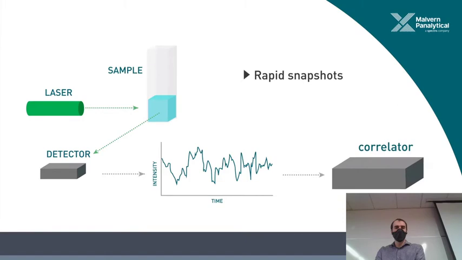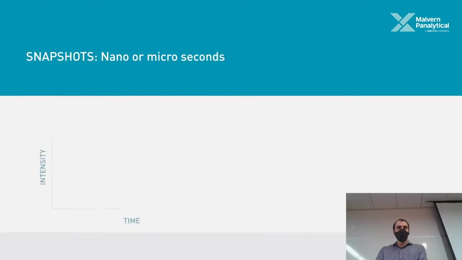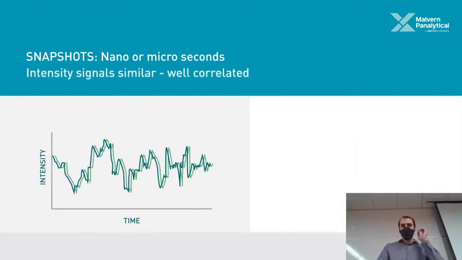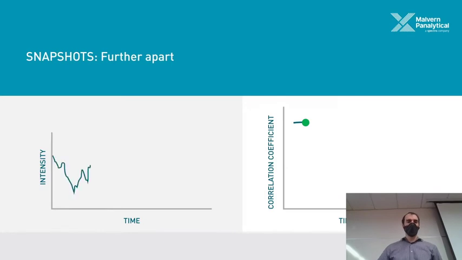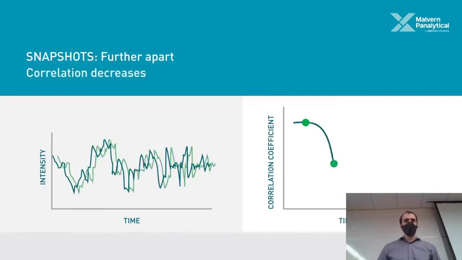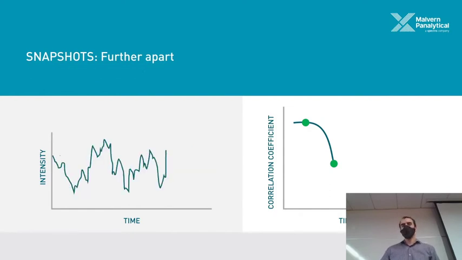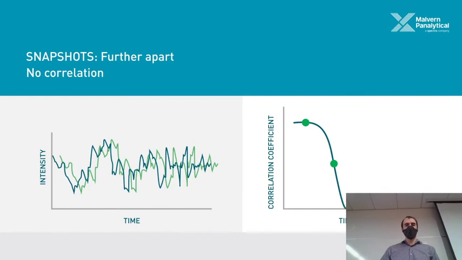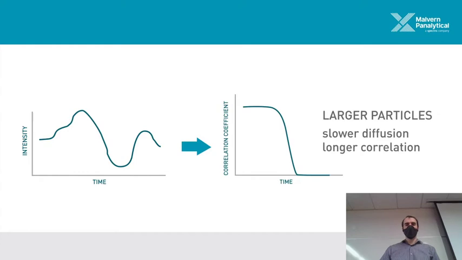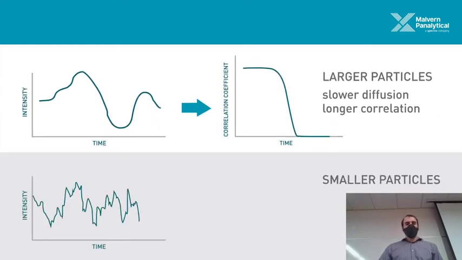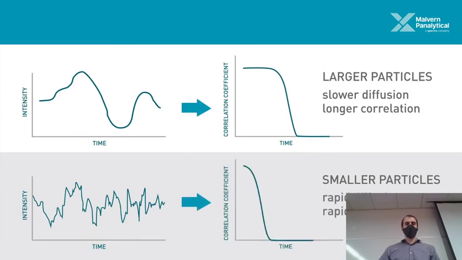Simply put, snapshots of the light scattering signal are taken rapidly, one after another, always comparing these back to the original signal measured. Between consecutive snapshots, which are on the scale of nano or microseconds, the intensity signals are very similar, or well correlated. But when we look at snapshots which are further apart in time, the similarity, or correlation, begins to decrease. Eventually, the intensity signal changes completely, and there is no longer any correlation with the original signal. This process is called autocorrelation. The larger the particles being measured, the more slowly they diffuse and the longer it takes for a complete loss of the correlation signal. For small particles, which undergo rapid diffusion, the correlation of the signal will decay rapidly.